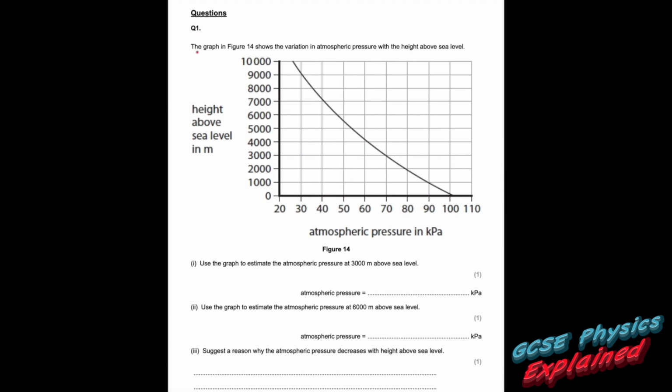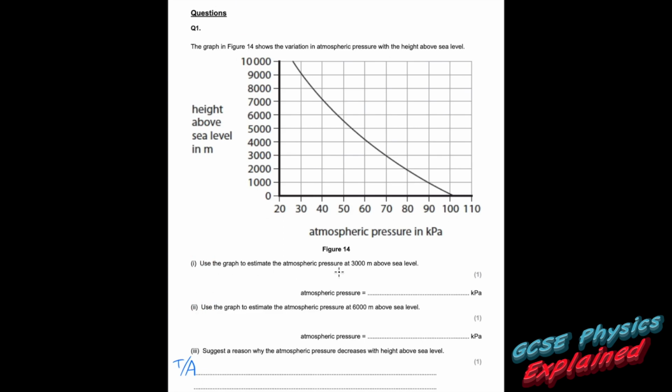Question 1. The graph in figure 14 shows the variation in atmospheric pressure with the height above sea level. Now this is actually triple. However, the way they've got this question and this question, it's just data handling. The only triple part of this question is part 3, triple award. So let's get question 1 and 2 done.